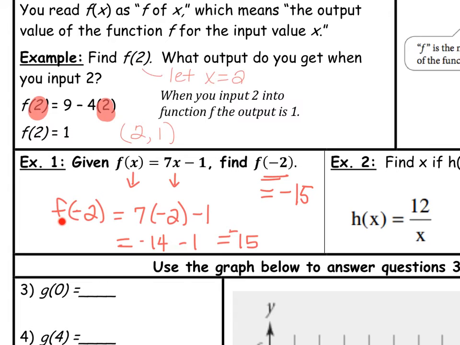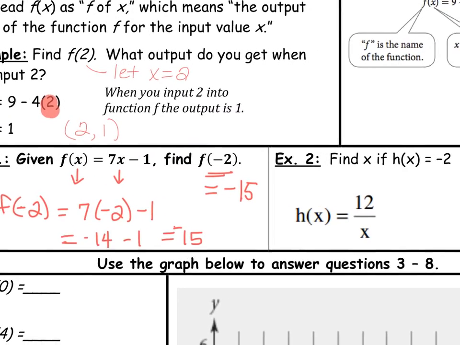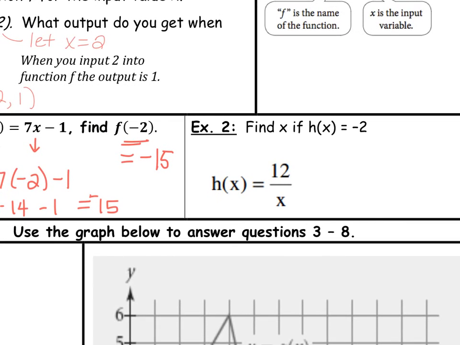So if you look over here, this is the function f, this is the function h. These letters are just used to represent different functions. So if we have more than one function on a page, I can say look at function h or look at function f.